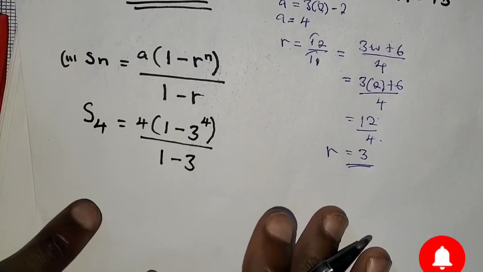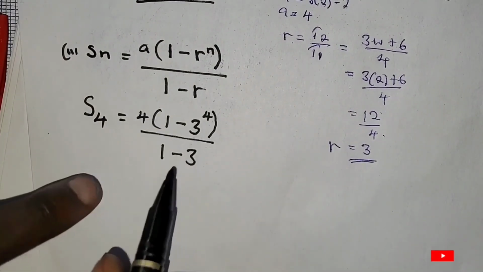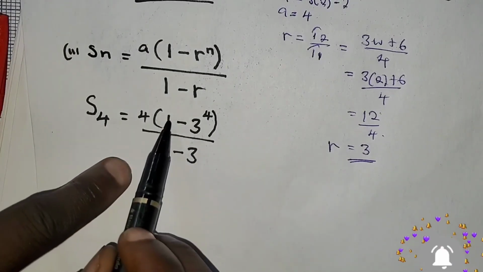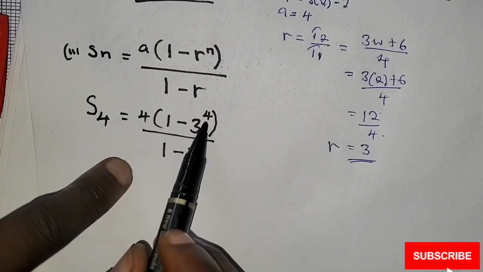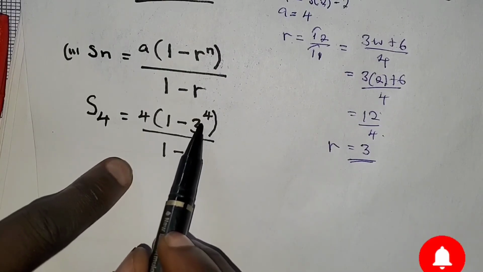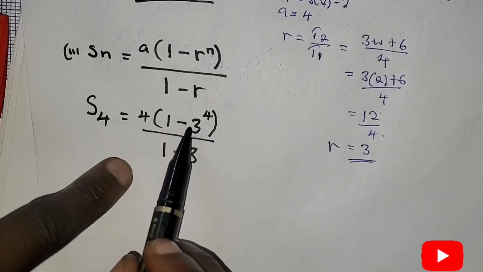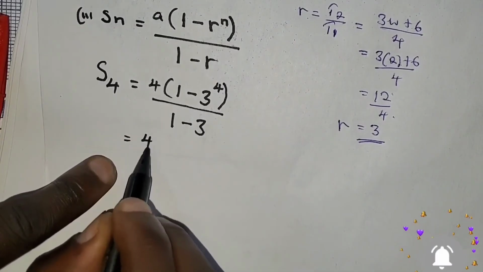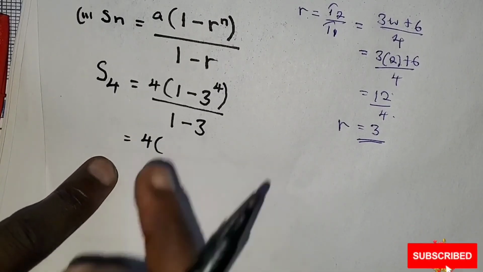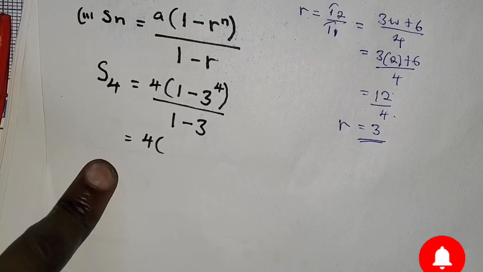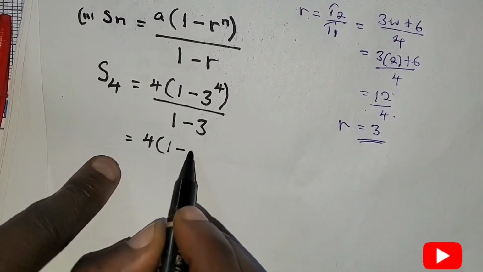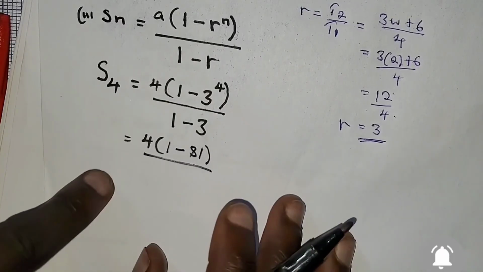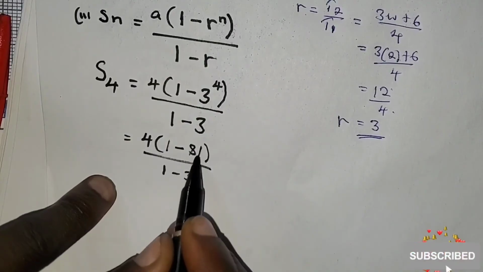In fact, you can't subtract here because this 3 is raised to the 4th power. So you first calculate here, then you subtract later. So you can say 4 open bracket, then 3 to the power 4 is 81, so 1 minus 81 over 1 minus 3. We are calculating here.